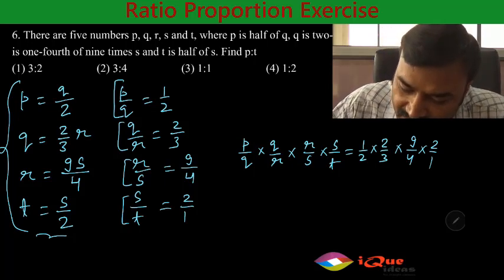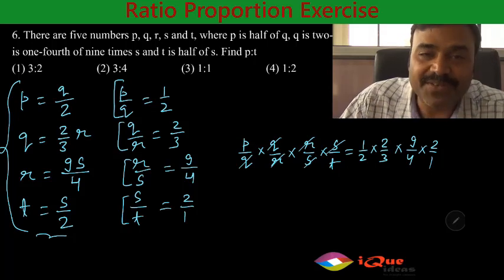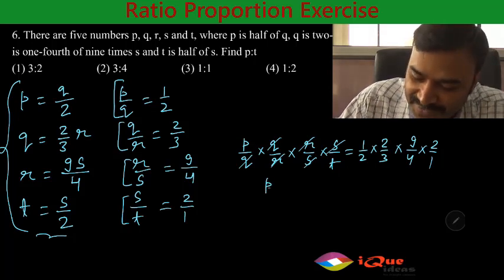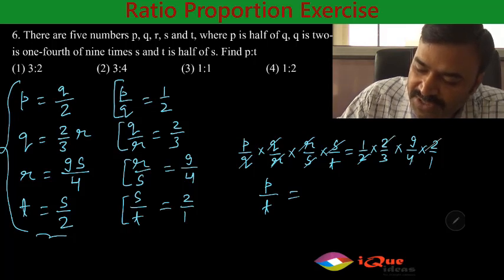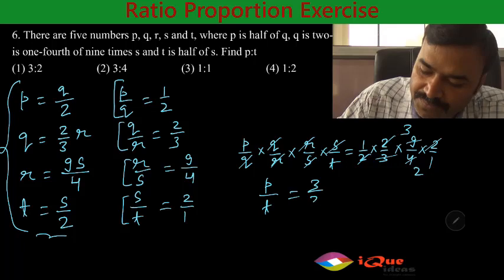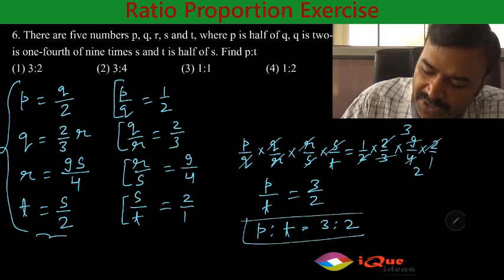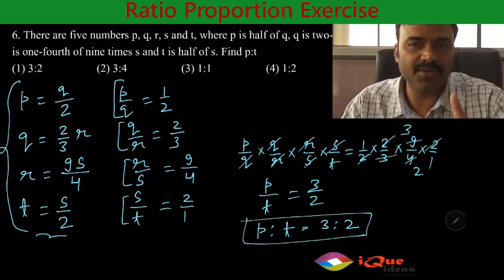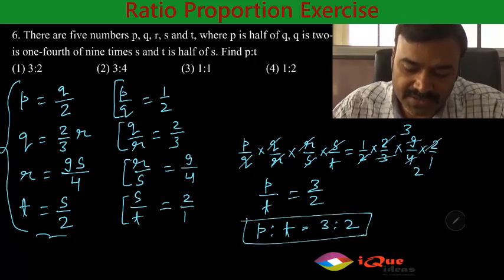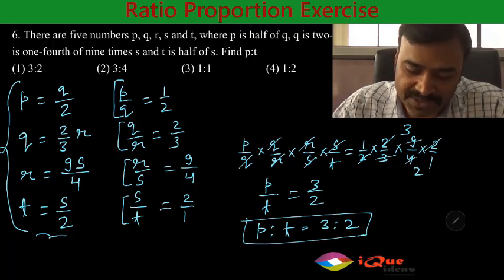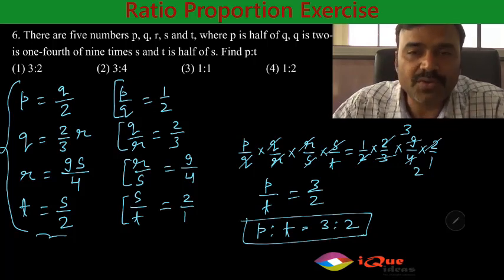Just look at this: Q and Q will get cancelled, R and R will get cancelled, S and S will get cancelled, and we are left with P by T. So P by T will be equal to, now 2 and 2 get cancelled, 2 cancels 4 two times, 3 cancels 9 three times, so we are left with 3 by 2. So P is to T is equal to 3 is to 2. That's the beautiful part of this question: there are various methods to do it. This is also one of the methods. Now let's go to the next question.